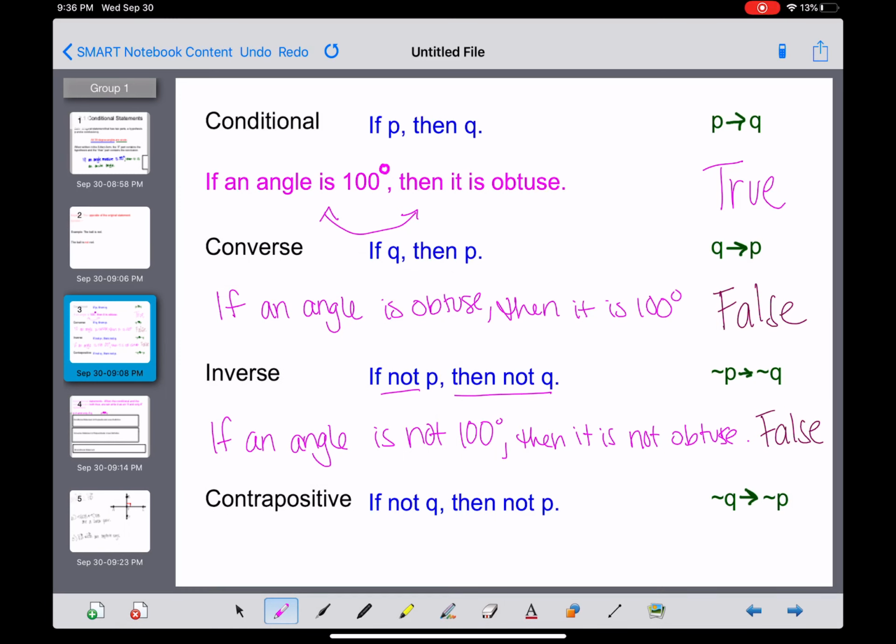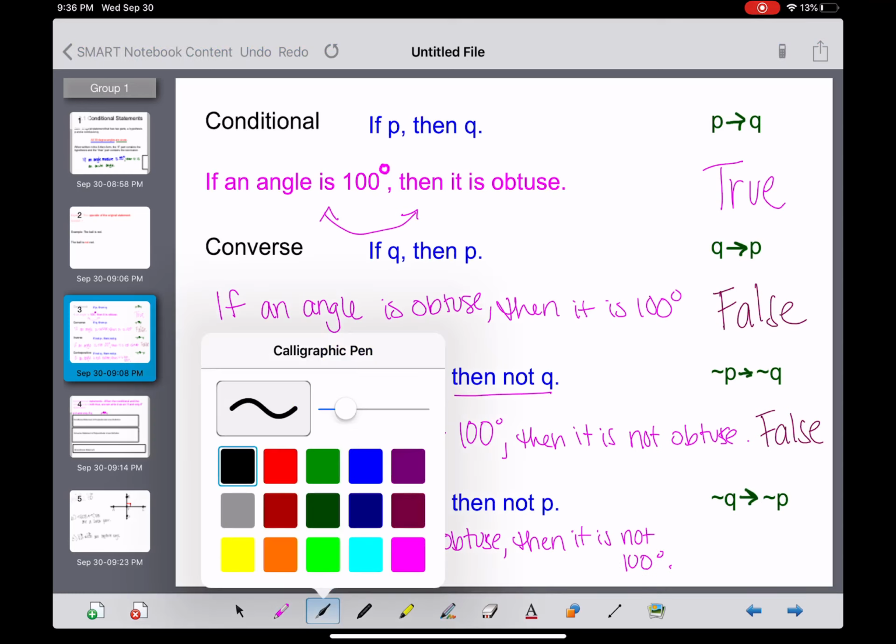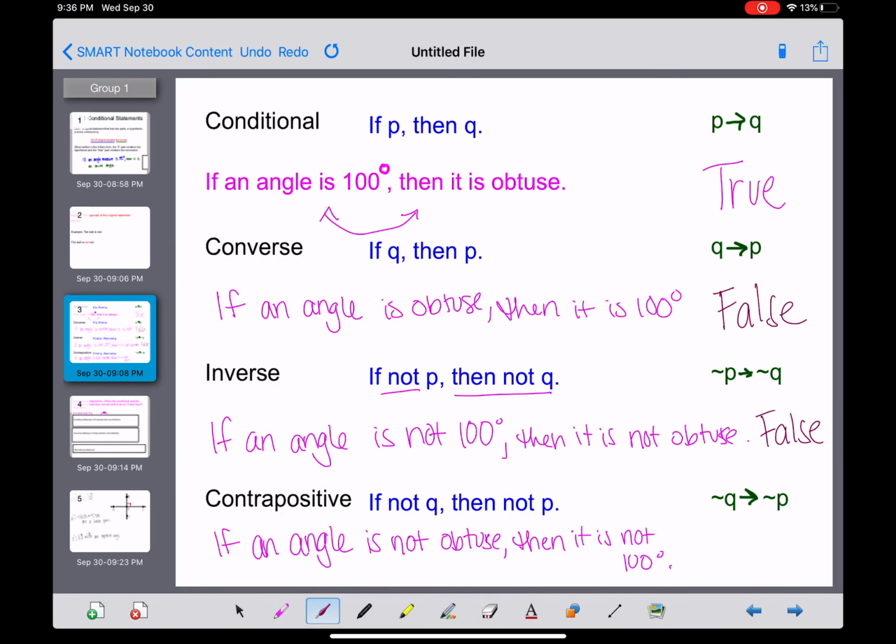Lastly, if not the conclusion, then not the hypothesis. So if an angle is not obtuse, then it is not 100 degrees. Is that true? If an angle is not obtuse, so we're looking at an acute or a right or a straight angle, then it is not 100 degrees. That is true.